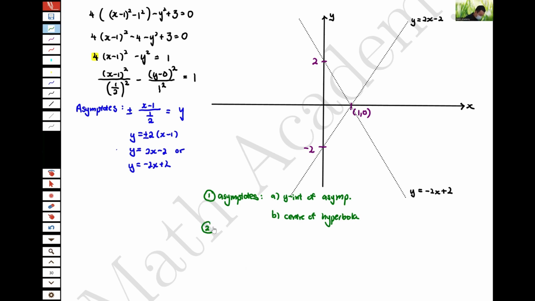And number 2, we want to check for the orientation of your hyperbola. Orientation means, is it a horizontal or a vertical hyperbola? Remember, we observe where is the plus. And my plus is located at x squared. So because it's located at x squared, I will know that the orientation is a horizontal one, a left and a right portion, where this is the center.